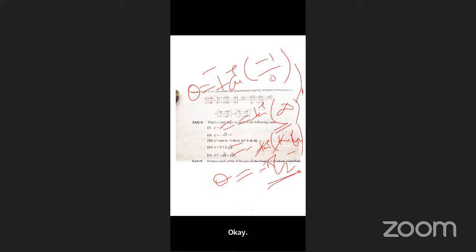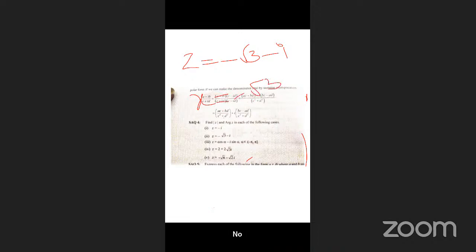Now let's see one more problem. z equal to minus root 3 minus i. Here the x value is minus root 3 and the y value is minus 1. First they are asking to find mod z.